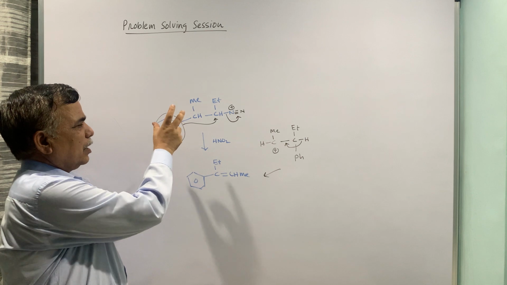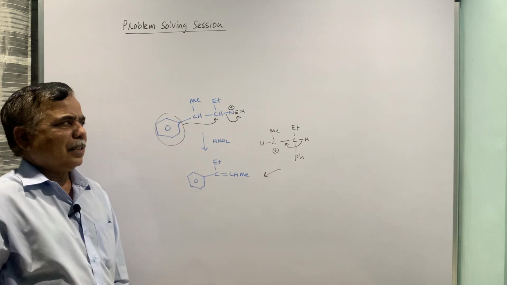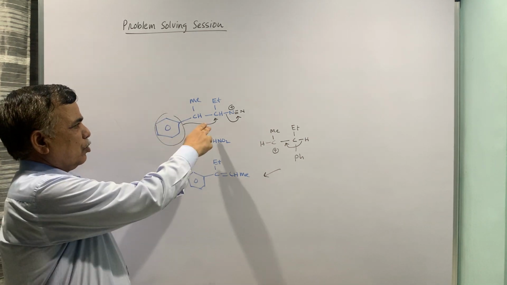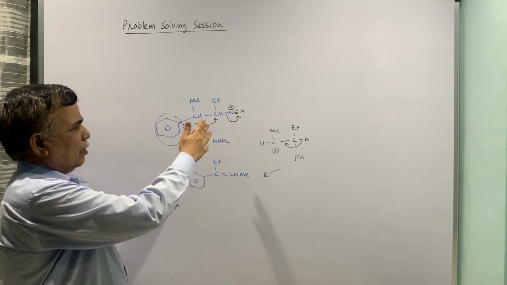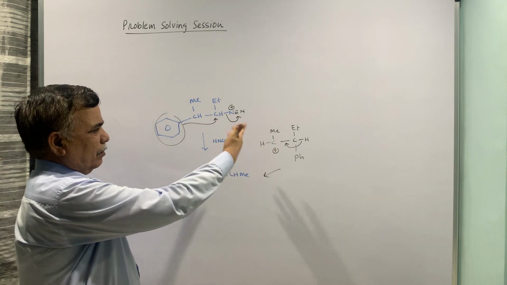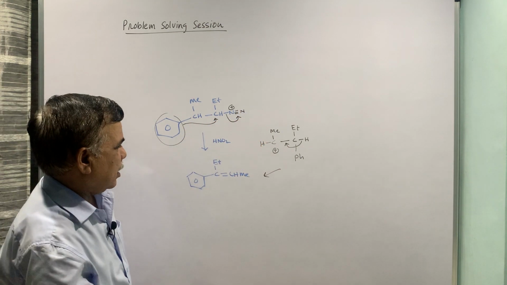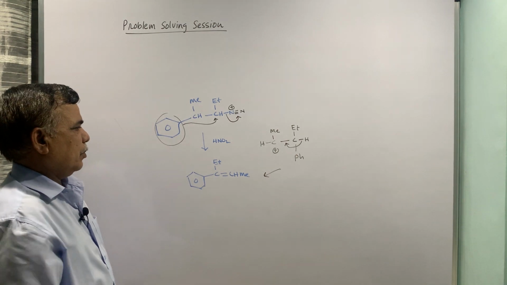The phenyl ring has got greater migrating aptitude than methyl. So, naturally this has to move, and then accordingly you will get this intermediate which eventually loses a proton and the olefin is formed.